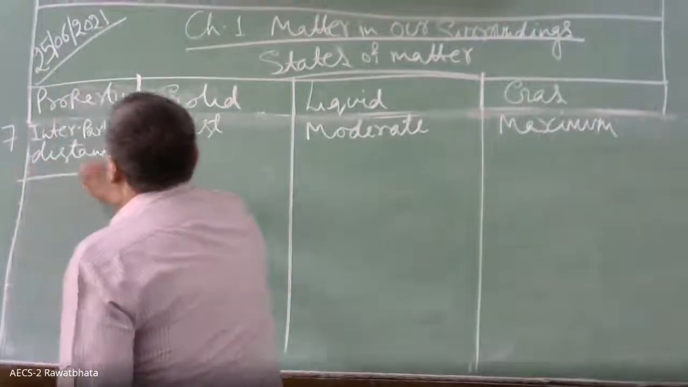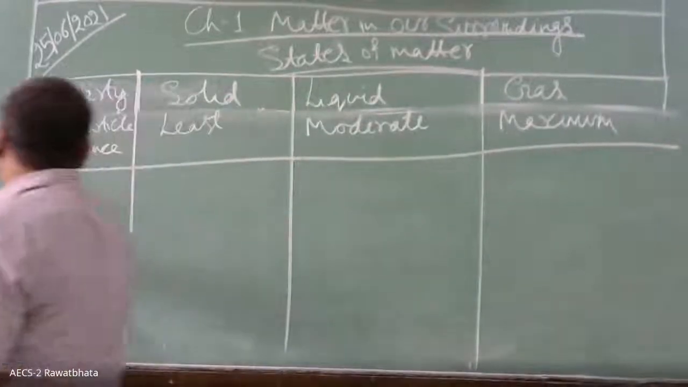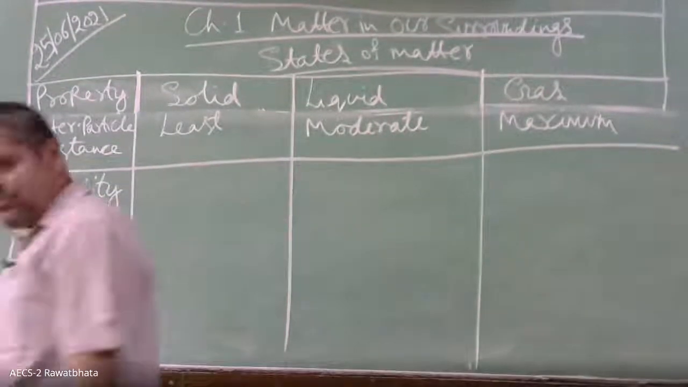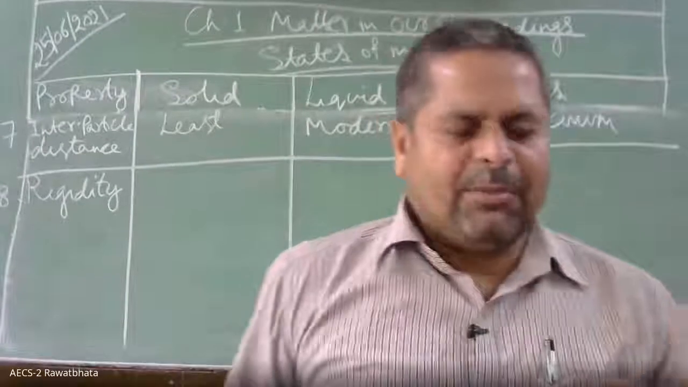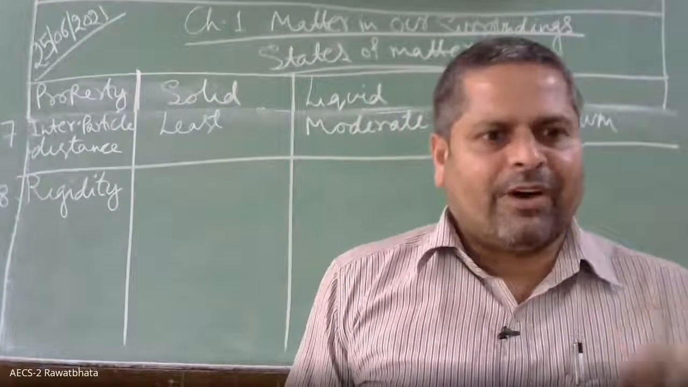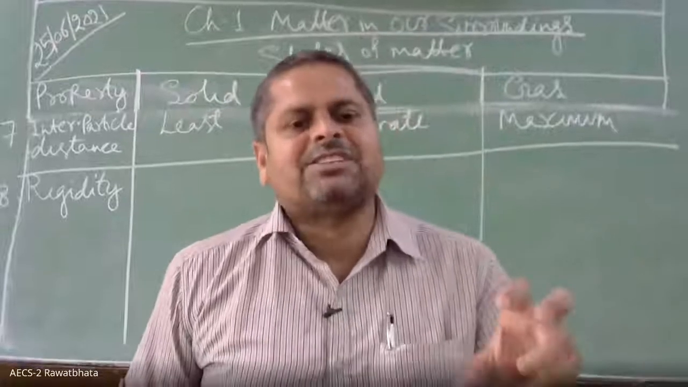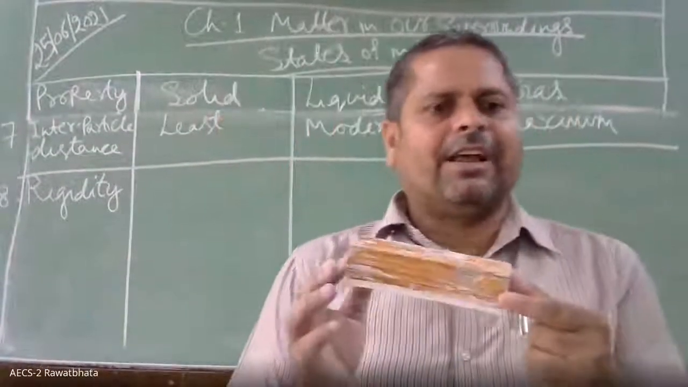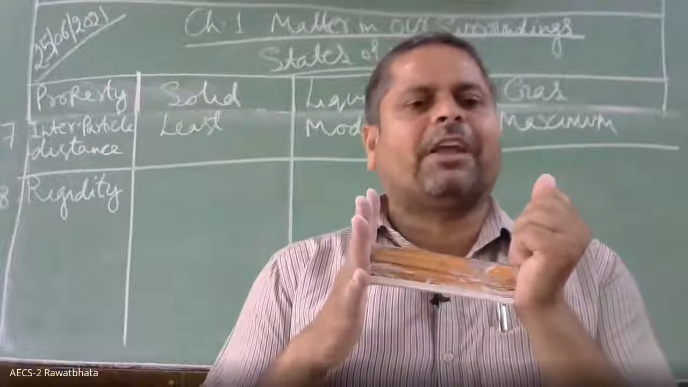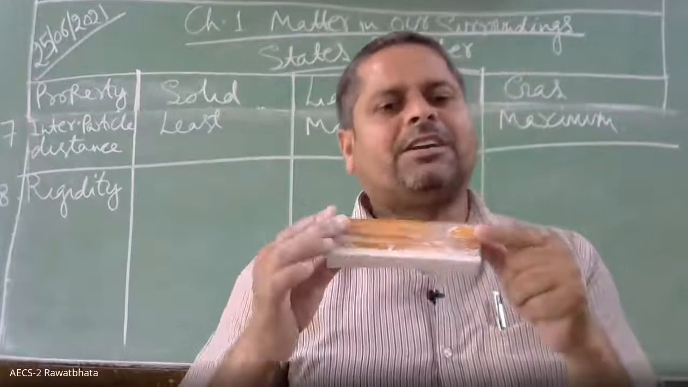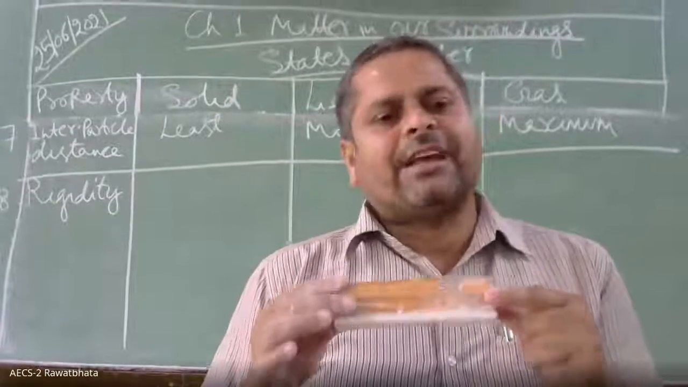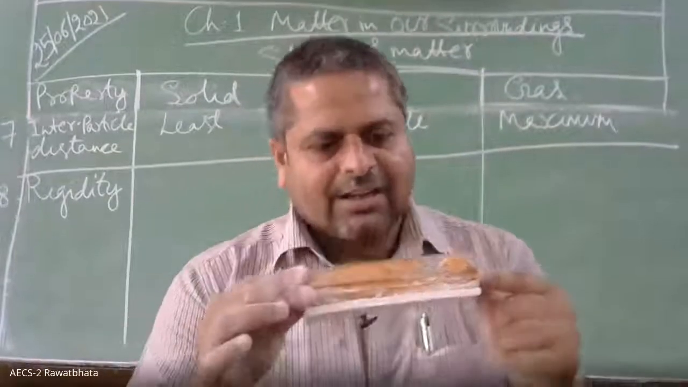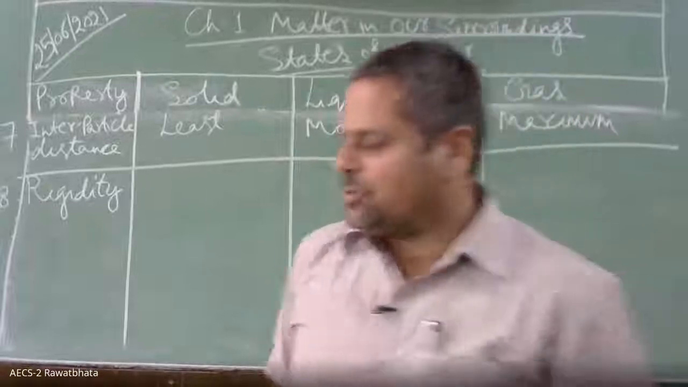Okay. Then eighth one is rigidity. Rigidity means the property of a matter by virtue of which it resists change in its shape. जैसे ये डस्टर है, तो अगर हम लोग इसको डिफॉर्म करने की कोशिश करेंगे, then it has the property of rigidity, that it will tend not to change its shape. So this means that this duster is rigid. Okay, so solids are rigid.